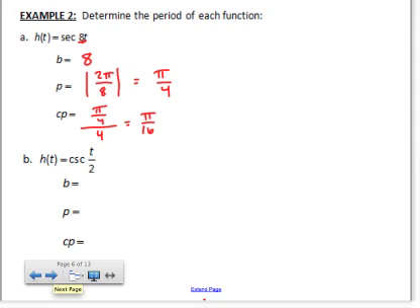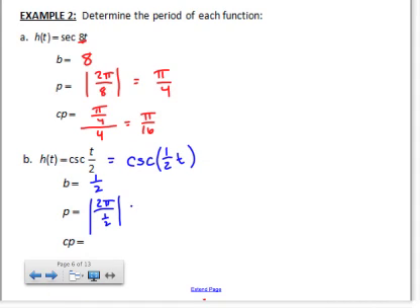Now, this kind of looks weird, but we could write this as cosecant of 1/2 t. Recognize that's the same thing. So what's our b? 1/2. So what's our period? Period is 2 pi divided by 1/2, in absolute value, which is 4 pi. And critical points, this is an easy one to graph: 4 pi over 4, and so that happens every pi units.